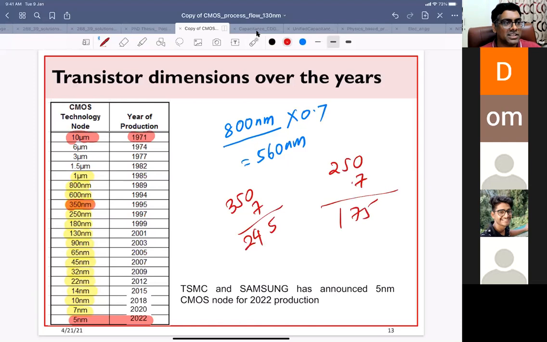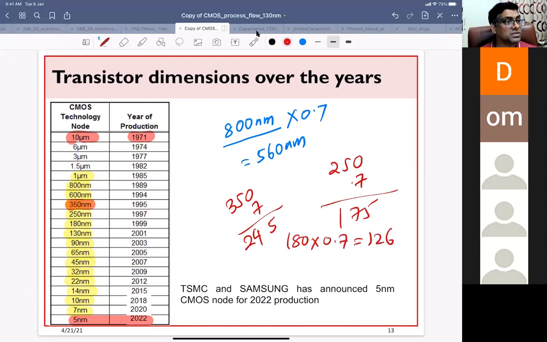So there is nothing in the 180 nanometer name. It didn't come from somewhere. This is just the 0.7 scaling. Similarly, 180 times 0.7 is 126, and this is how the 130 nanometer name came about. 130 nanometer is nothing but 180 times 0.7. And 130 times 0.7 is 91, which is where 90 nanometer came into the picture. The name just came from the scaling.